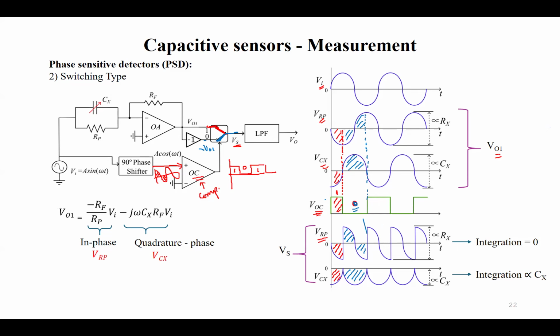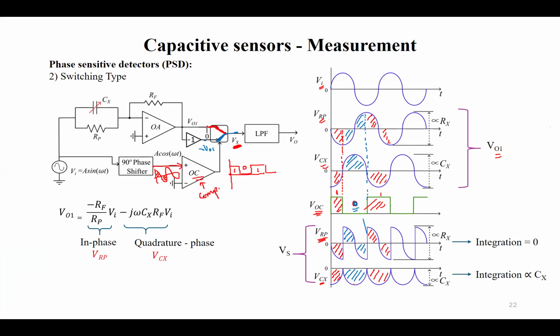And similarly, this signal is inverted. Now again, when VOC is 1, the same signal will be available here. The same signal which was there for VRP is replicated, and the same signal which was for VCX is replicated at Vs. So if you carefully see the signal at Vs, the sum of VRP and VCX is shown here.